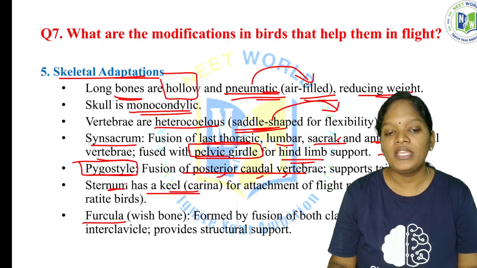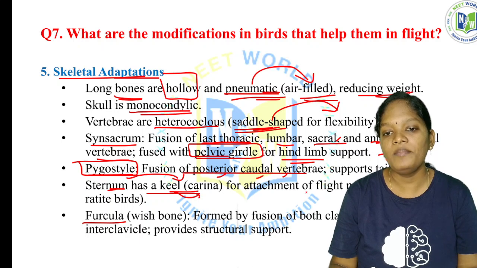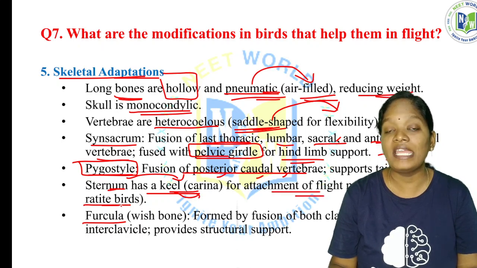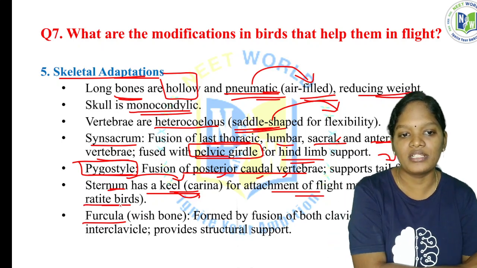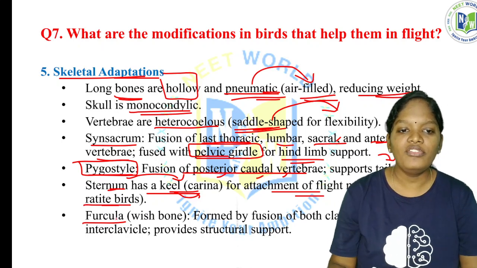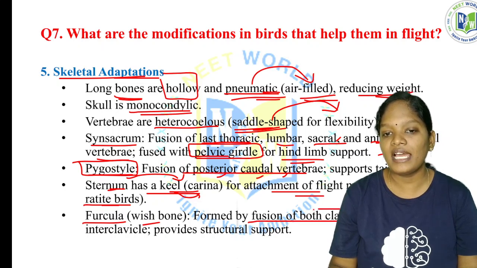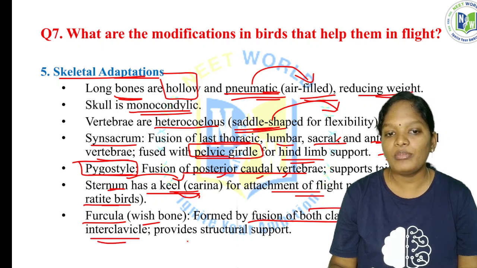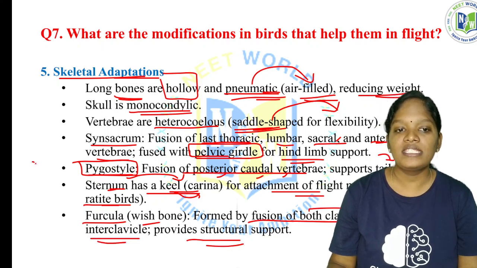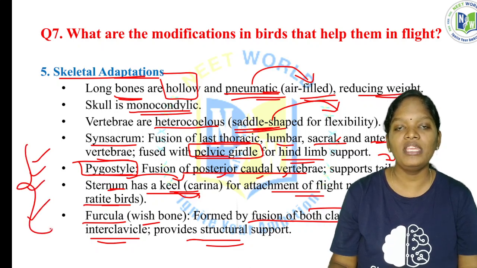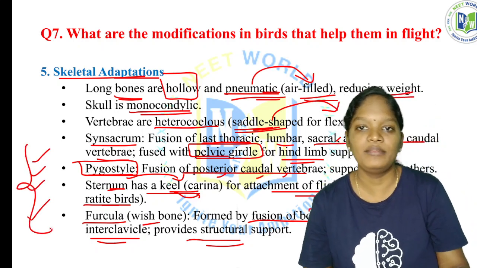Now the sternum. Sternum is a structure which has a keel. Keel is nothing but a carina for attachment of the flight muscles, which is absent in the flightless birds, that is ratite birds. Okay. Furcula, that is a wishbone. What is the furcula? What is its function? It is formed by the fusion of both clavicles with the interclavicle and provides structural support. See, the synsacrum, pygostyle, sternum and furcula, all these will be supporting structures for the flight birds.